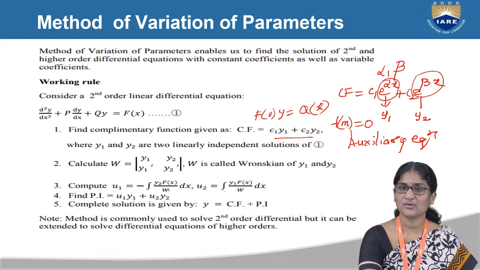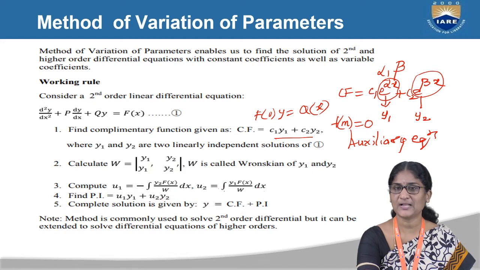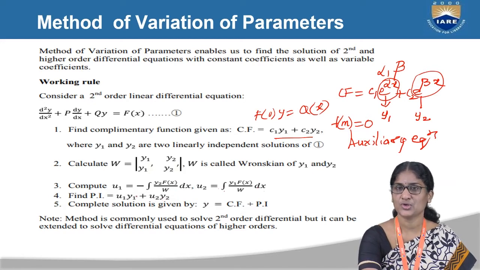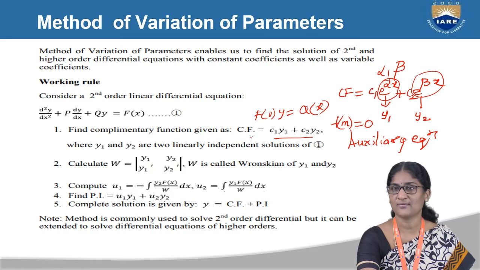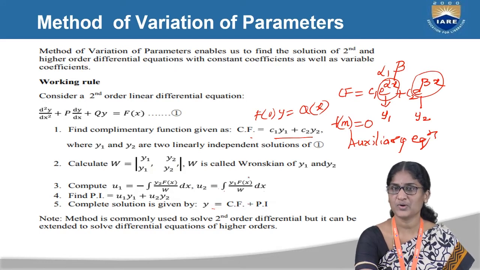So after finding the integral parts u1 and u2, you have to find the particular integral. The particular integral is given as u1 y1 plus u2 y2, and this has to be added to the complementary function we got in the first step. The particular integral plus the complementary function, both added, give the complete solution of the given higher order differential equation. Okay, I'll repeat once again.